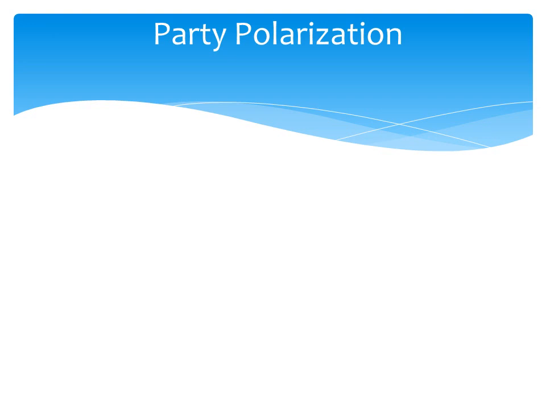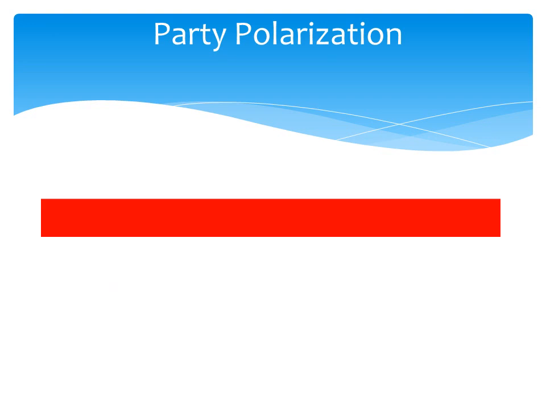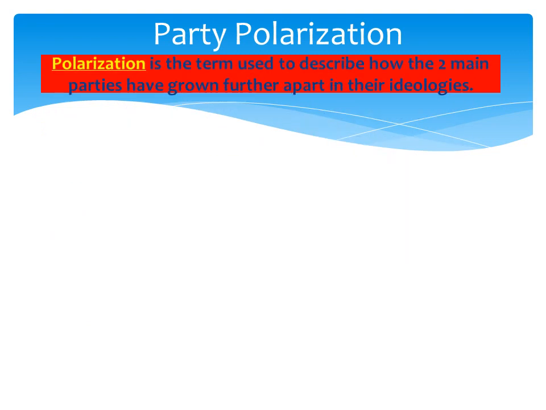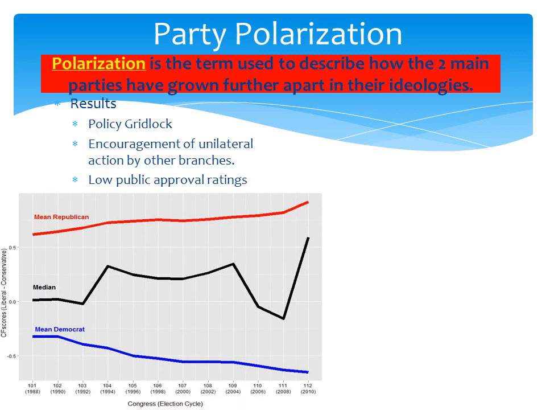In recent decades, the two mainstream parties, particularly in the United States Congress, have become more and more polarized. Party polarization is the term we use to describe how the two parties have grown further and further apart in their ideologies. This polarization has created several effects, the most profound of which being policy gridlock, as the two parties seem less and less willing to compromise and find common ground for their constituencies.